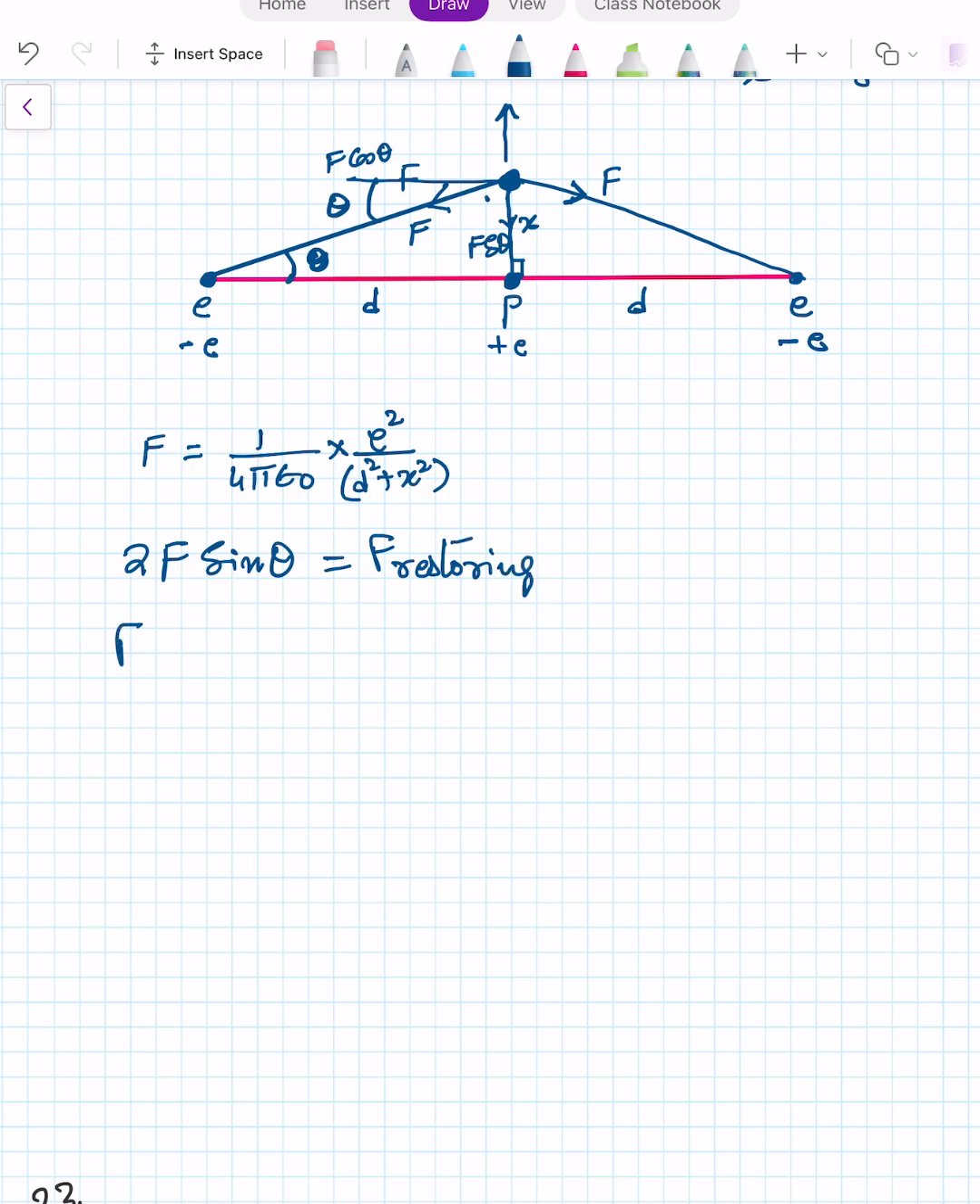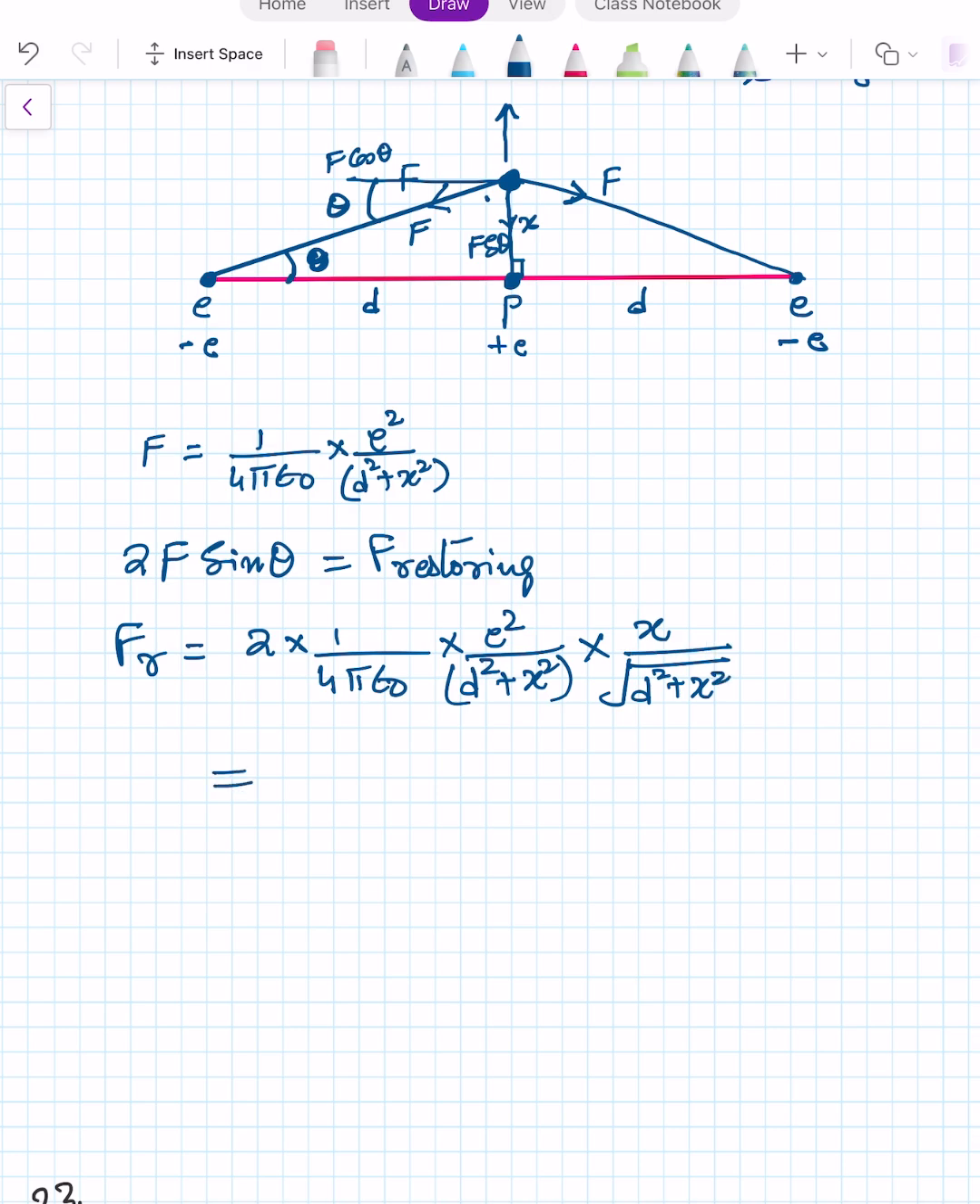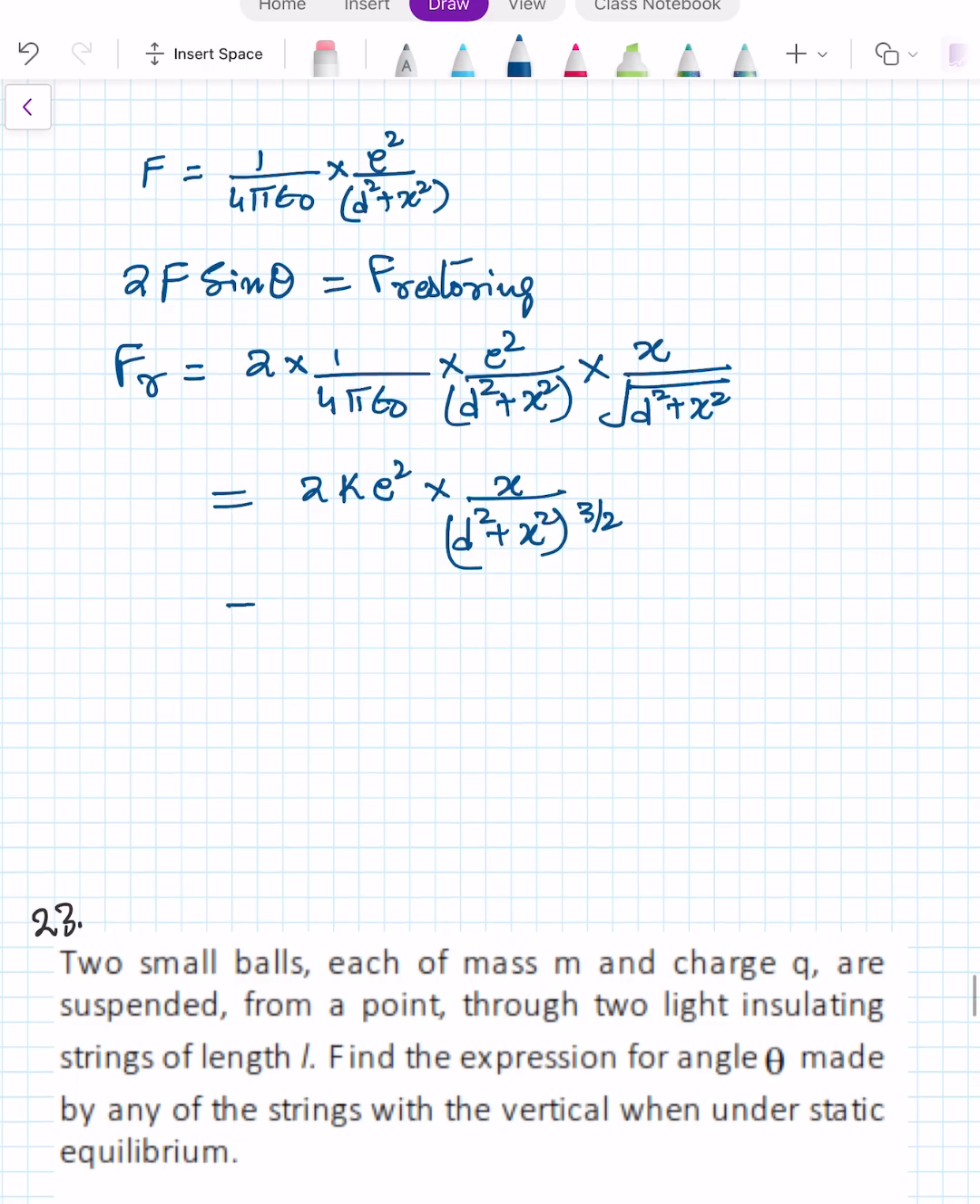Now substitute the values. I am denoting Fr as 1 upon 4 pi epsilon naught, e square upon d square plus x square, and sin theta is x upon under root d square plus x square. So we got 2k e square into x upon d square plus x square to the power 3 by 2. Now this force comes out to be 2k e square upon d cube, d we have taken outside, x upon 1 plus x square upon d square to the power 3 by 2.